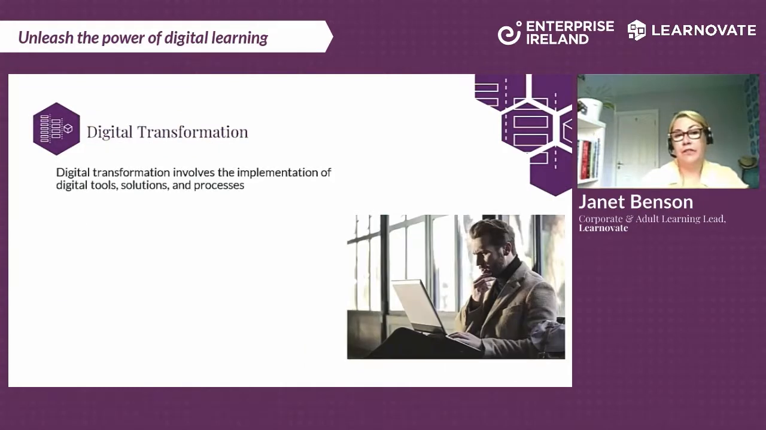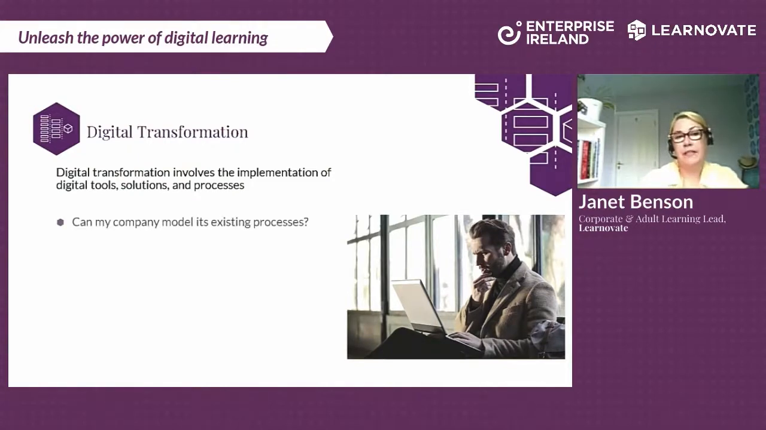So it involves the implementation of digital tool solutions, but also processes. And I think that's very important to highlight: you can bring on board plenty of digital tools, but if you don't have the processes in place to actually support those tools, then it can lead to a failure of that digital transformation implementation.